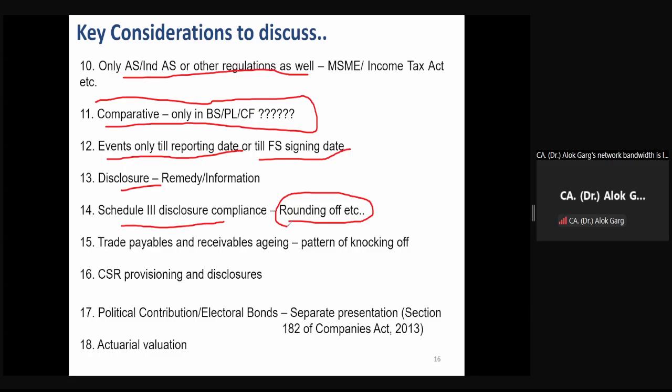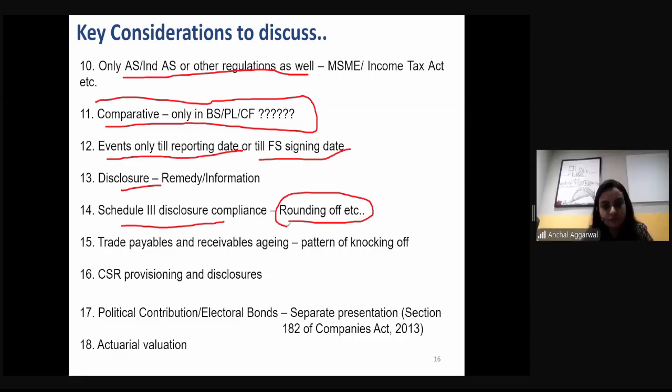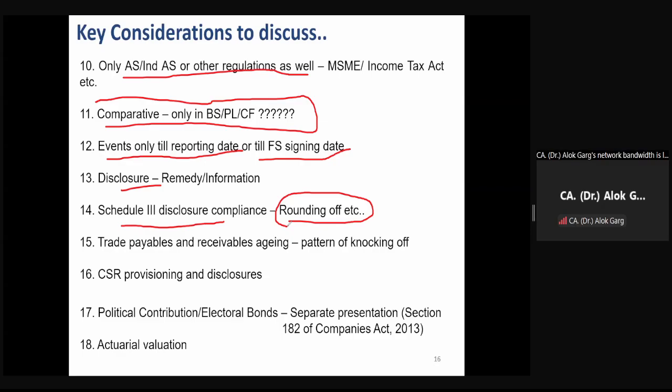So number one, in a few cases the rounding off was not there. Number two, in a few cases the rounding off was there, but the right metric was not used. Number three, in a few cases the rounding off was picked as per turnover, because earlier the requirement was for turnover, but now the requirement is for total income. So one has to be very clear on how to do the rounding off in compliance with Schedule 3.